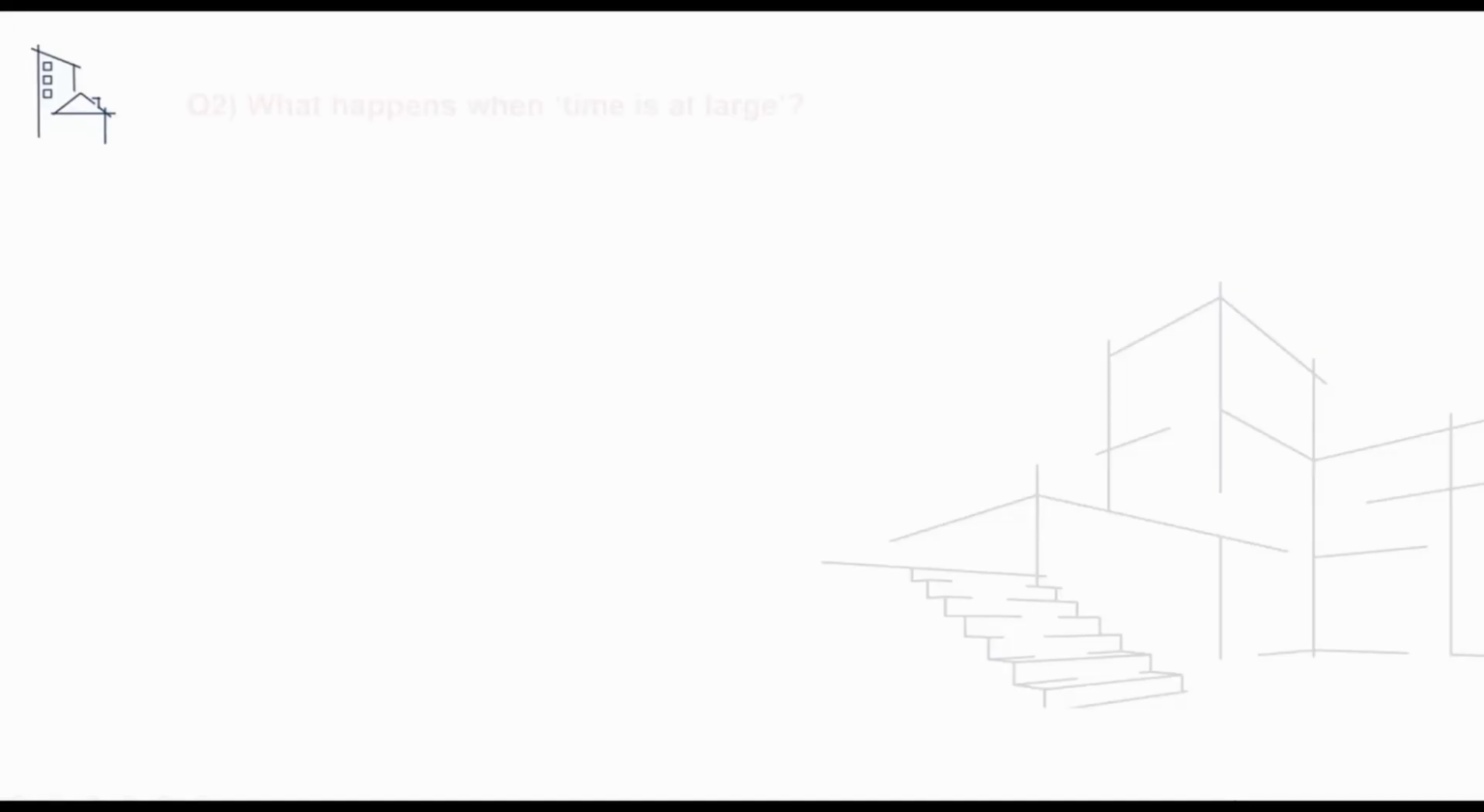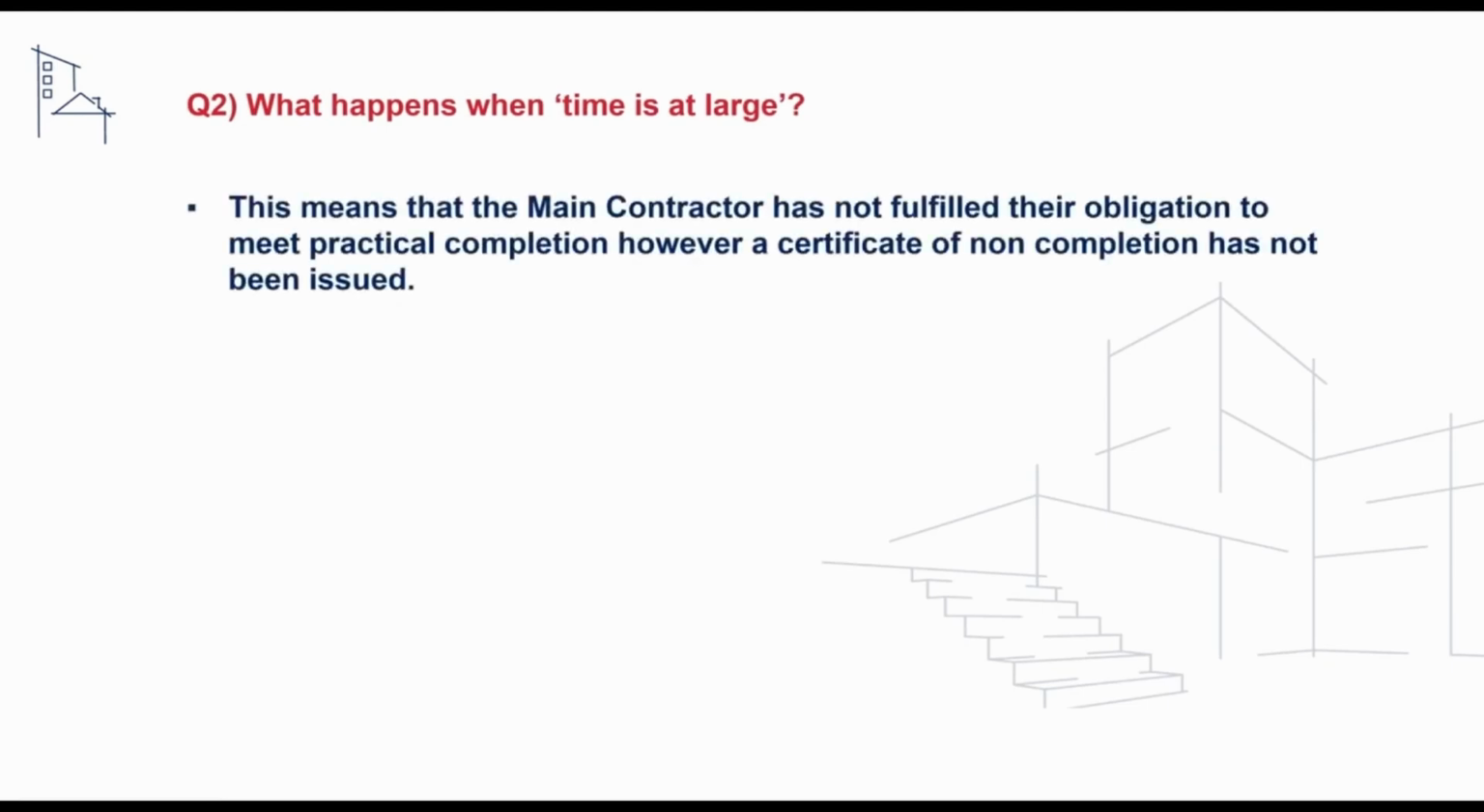And the next question we'll take a look at checks the candidate's understanding of the term time at large. And to address this, candidates can advise that time at large means that the main contractor has not fulfilled their obligation to meet practical completion. However, we must also state that following the non-completion, a certificate of non-completion has not been issued.